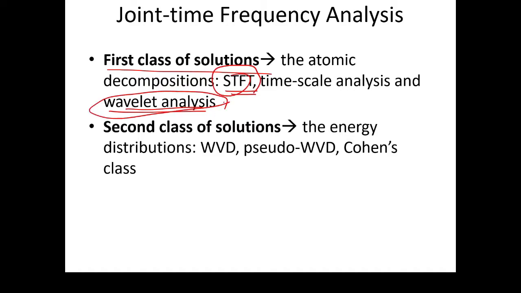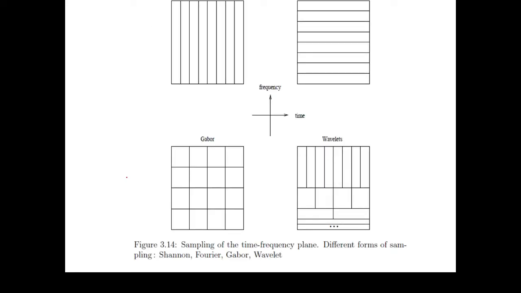There is also a second class of solutions, the energy distributions, which are the Wigner-Ville distributions, pseudo-Wigner-Ville distributions, and Cohen's class distributions. These are the feature spaces of the Shannon transform, Fourier transform, Gabor transform, and wavelets.